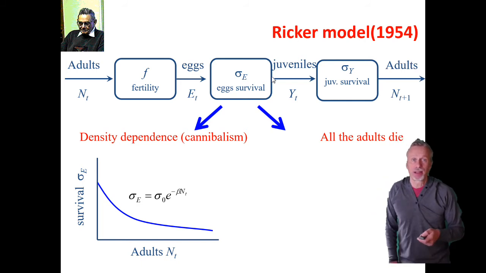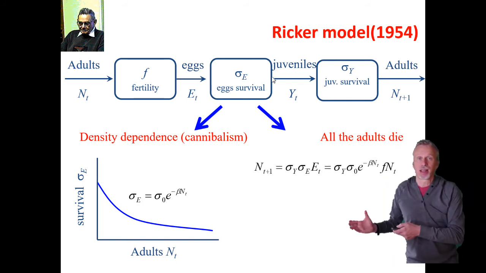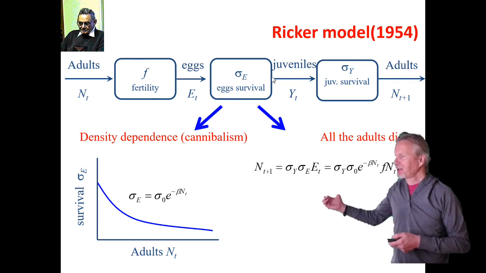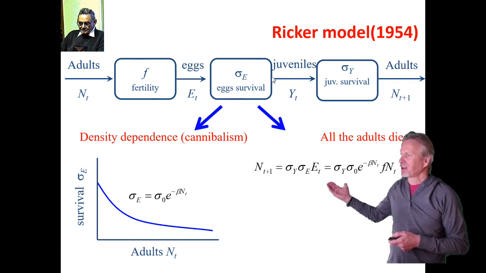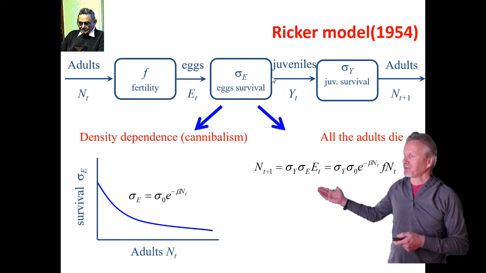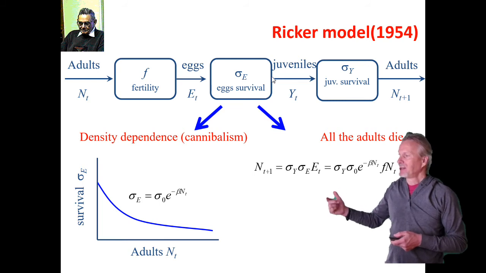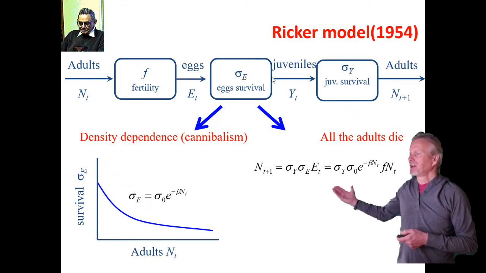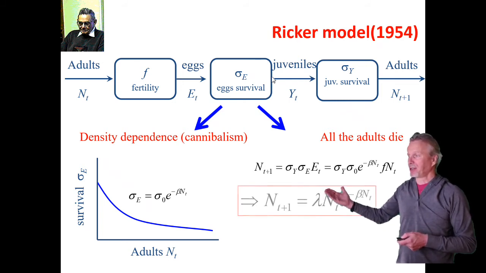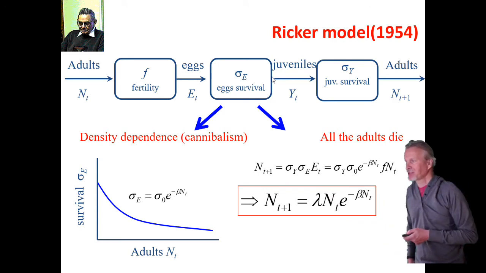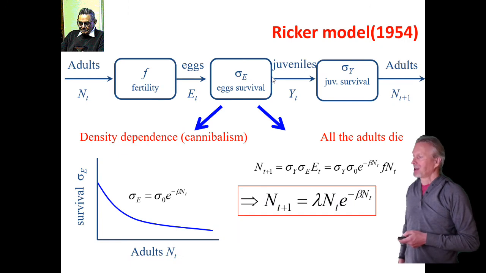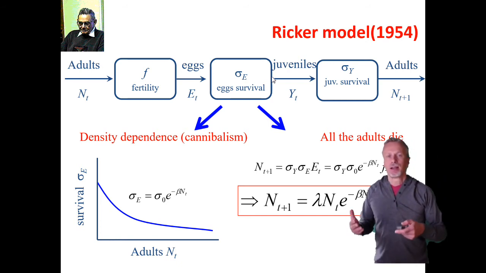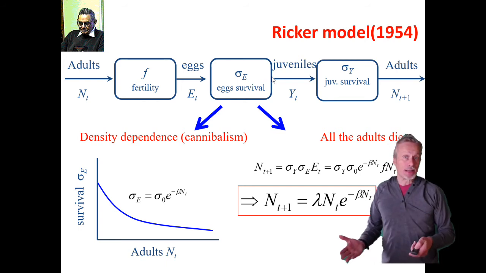The type of model is everything else kind of similar to the exercise that we did before. You see N at time t plus 1 is equal to the survival of juveniles times the number of juveniles. The number of juveniles is equal to sigma e times c, and then I can substitute here the function that Ricker estimated on the data to describe the dynamic of this population in this way. So N at time t plus 1 is equal to lambda N_t times e to the power minus beta N. And lambda, again, here is the finite growth rate of the population at low density.